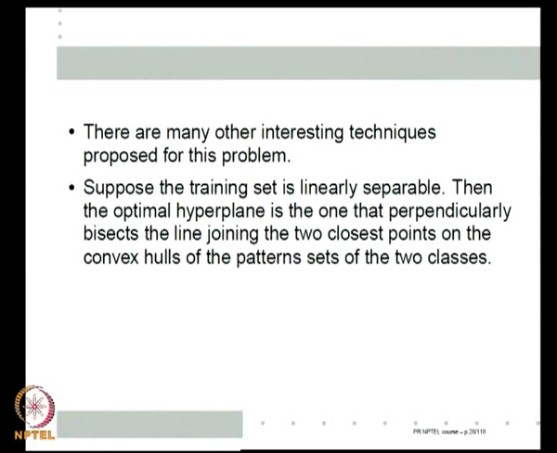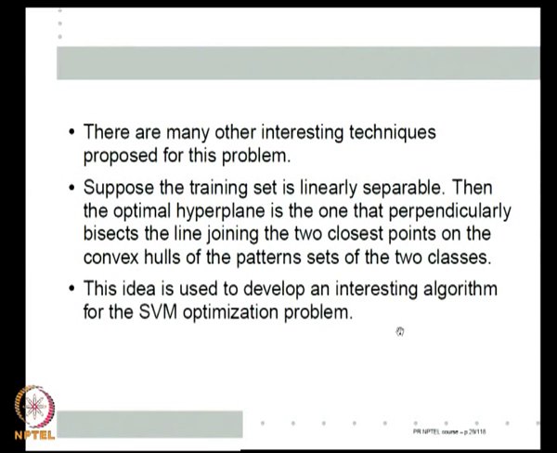Then I can ask what are the 2 closest points on the 2 convex hulls. That is, I want to pick a pair of points, one on each convex hull, which are closest to each other. Now, these are called nearest point methods, and there are some very efficient algorithms in computational geometry for such things. And one can show that the optimal hyperplane, as we defined earlier, will be the line that perpendicularly bisects the line joining the 2 closest points. Right. Now, this is only in the linear case; I have to make this work with kernel functions, but this idea has been used to develop a very interesting and highly efficient algorithm for SVM optimization. So, like this there are many other techniques.